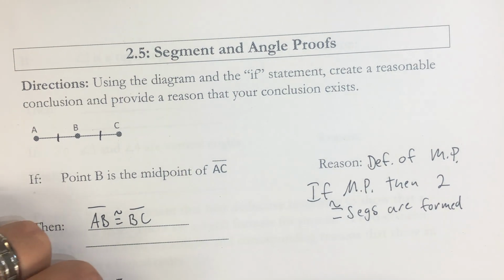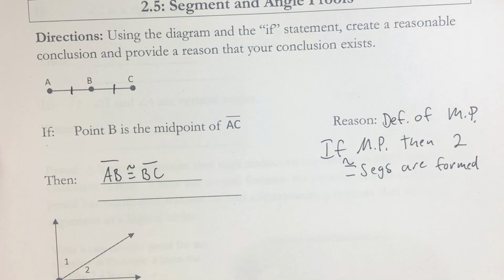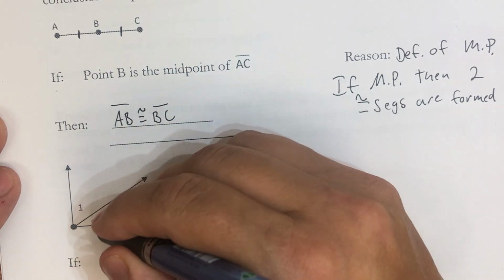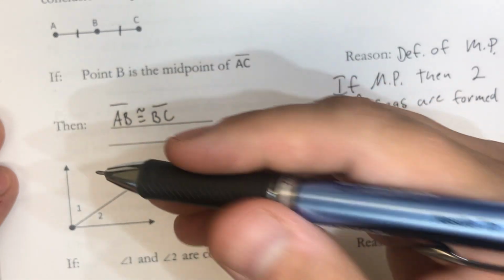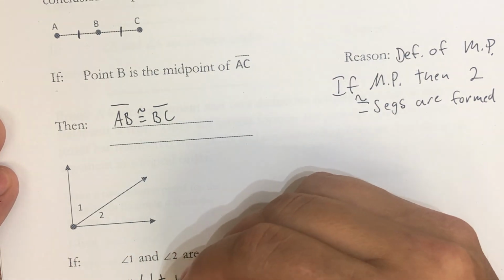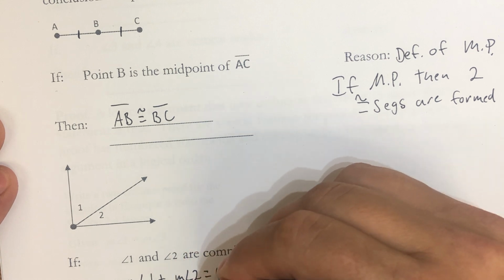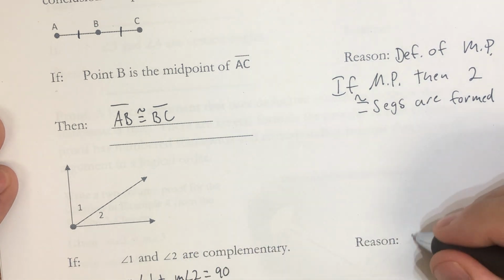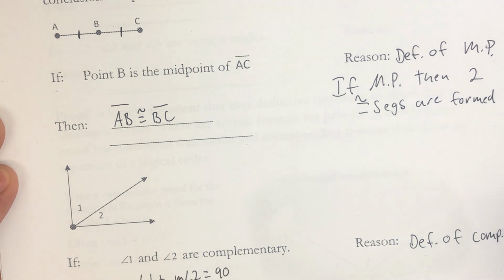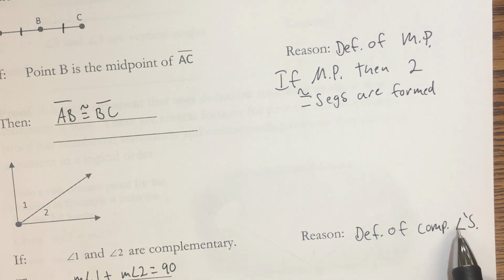All right. The next one says angle 1 and angle 2 are complementary. So in this diagram, there's a couple things we could piece out of that. I would know that if they're complementary, they add up to 90. So that's what I'm going to write. Measure angle 1 plus measure angle 2 equals 90. Reason, definition of complementary angles. And I'll abbreviate that a little bit with an angle sign.